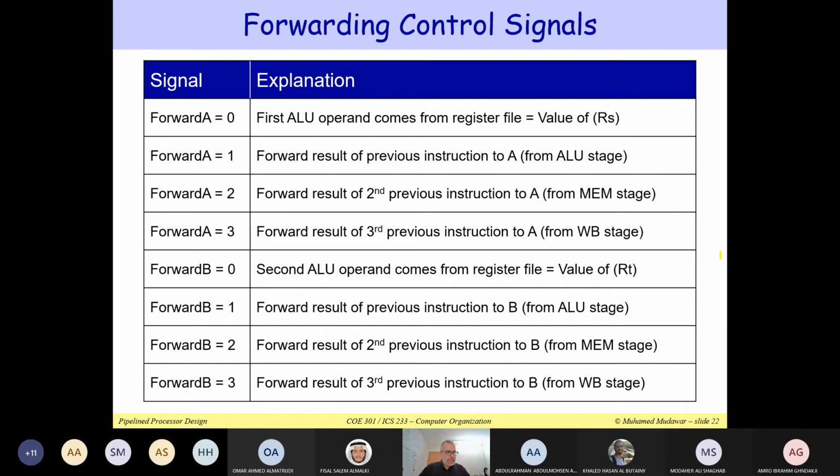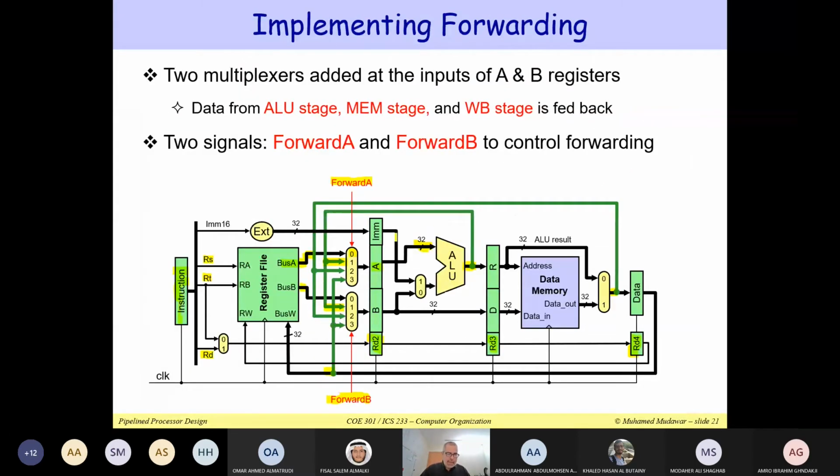So the meaning of the forward signals is that if I choose forward A equal to 0, it means there is no forwarding. It means that the first ALU operand comes from the register file. It's the value of RS. So back here, if I select 0, it will be just the value on bus A. It means there is no forwarding. Just take the value from the register file. If there is no data dependence, there is no need to forward. So that's the meaning of 0.